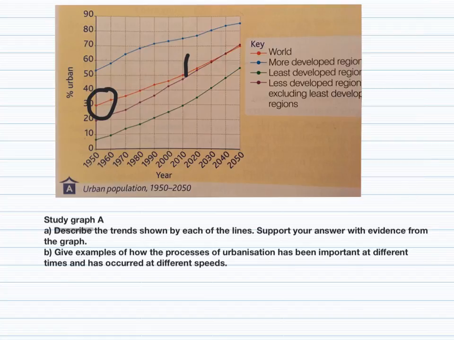towns and cities. There's still mostly people in the more developed countries, but the less developed countries has increased rapidly, as you can see from the green line. And if we look at the purple line, the less developed regions, they have increased extremely rapidly.